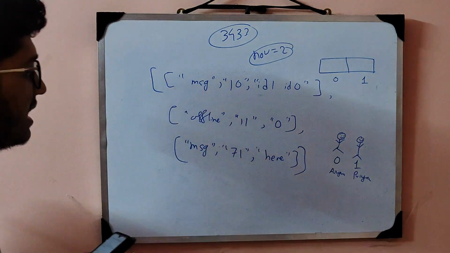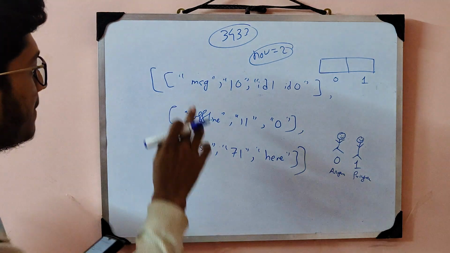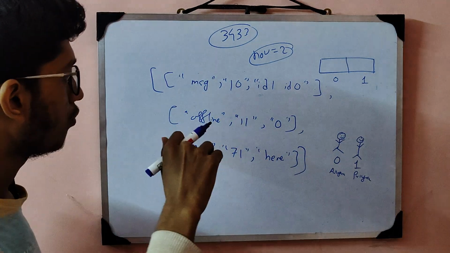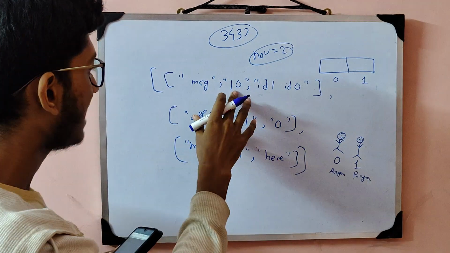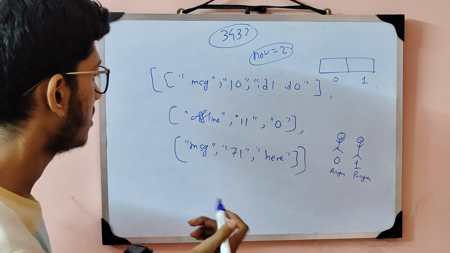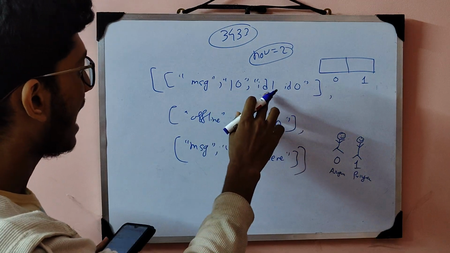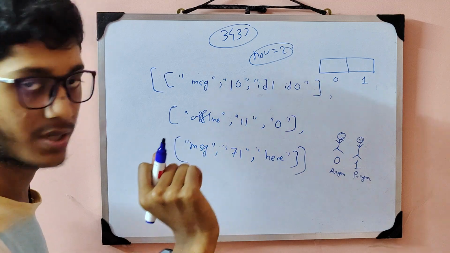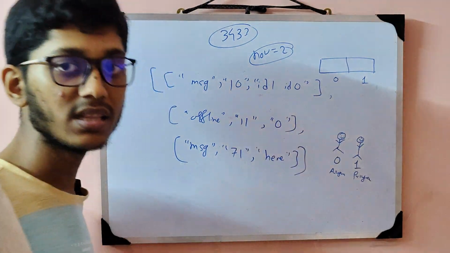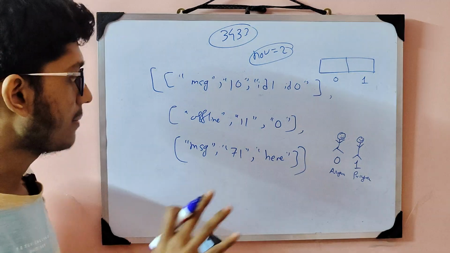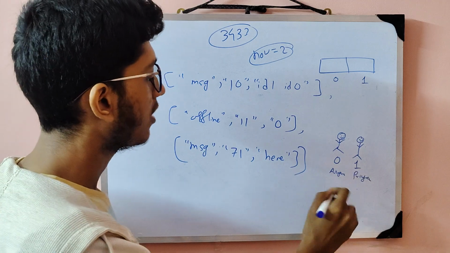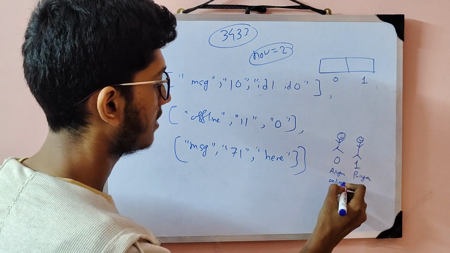The first one we are getting is a message event. The message will be sent at time 10, maybe you can consider any unit. At 10, ID 1 and ID 0 will be messaged. And it is said in the question that for the first time everyone is online. Both Aryan and Priya are online.